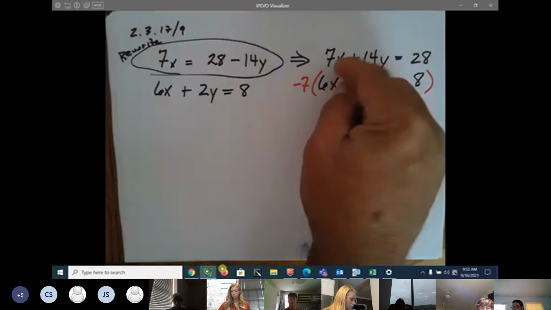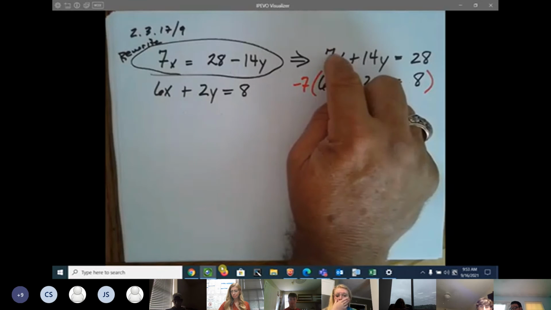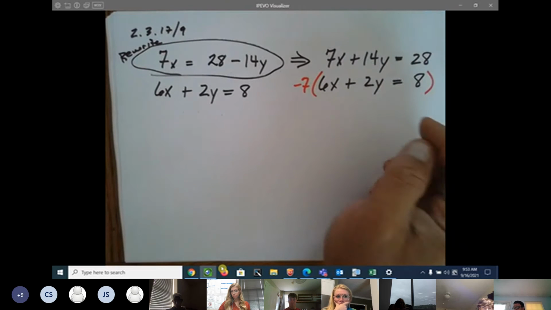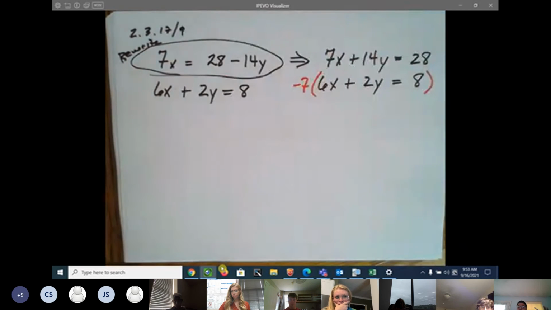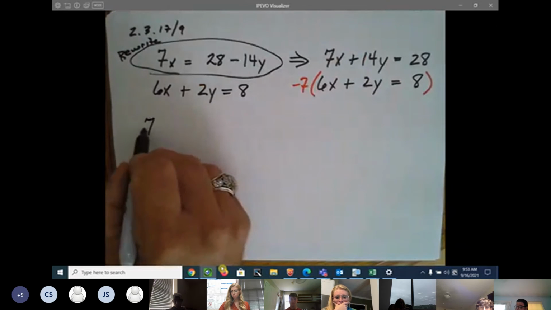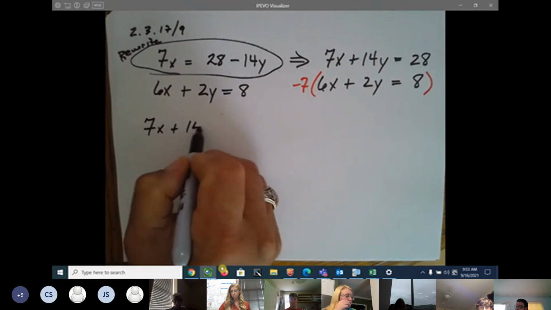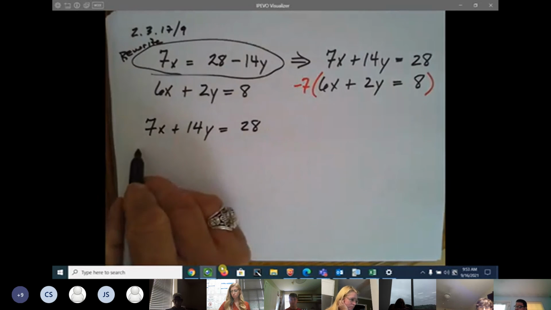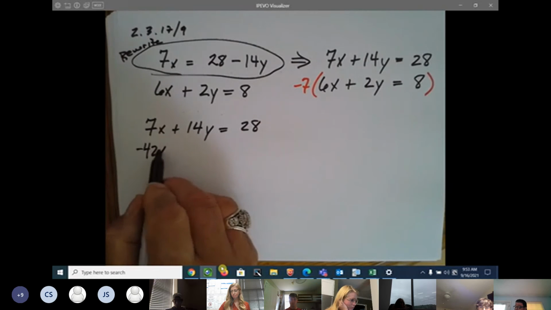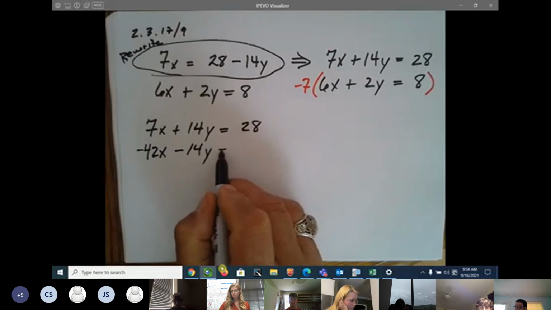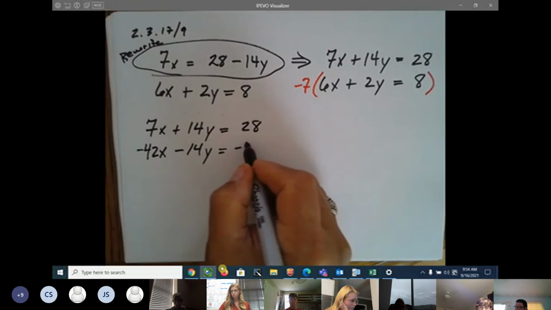You could do it 4 or 5 different other ways. You could multiply this by -6, multiply this by +7. You could do several different ways. You can multiply by fractions if you wanted to. But I'm not going to get into that because most of y'all can't do fractions anyway. 7x plus 14y is equal to 28. Negative 42x minus 14y is equal to -56.